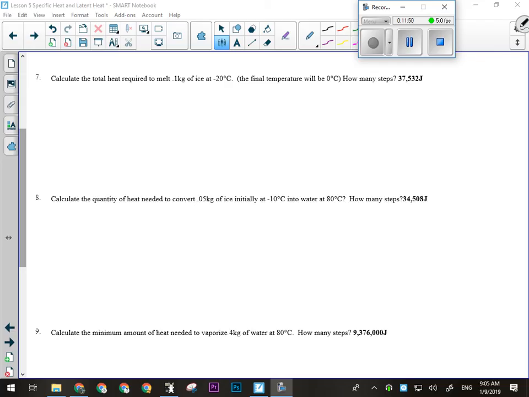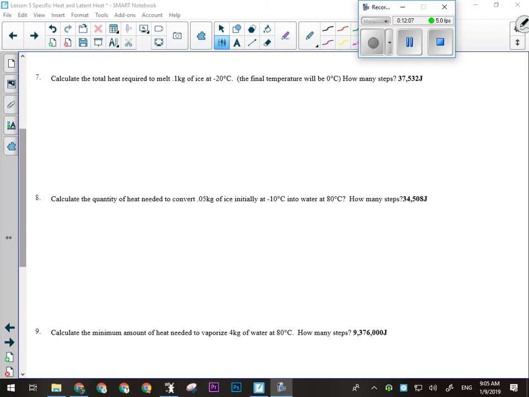So we're trying to calculate the total heat required to melt 0.1 kilograms of ice, which is how many grams? 100. Okay, so the first thing is you got to convert it to grams, right? Everything else is in grams. The specific heats are joules per gram degree Celsius. Latent heats are in joules per gram.